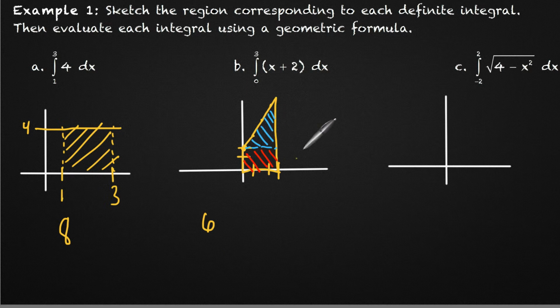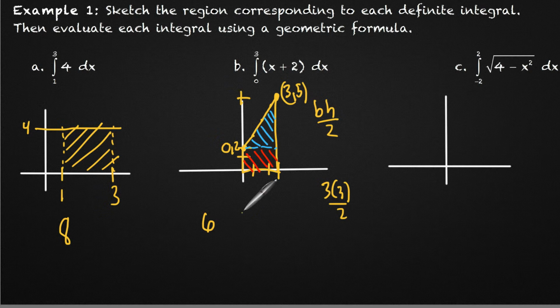And then the triangle is going to be, well, let's remember, base times height divided by 2. So you have to remember here that this point is going to be the point (3, 5). And you get that if you plug in 3 into the function. This point is (0, 2). So the height of this triangle is going to be 3 because it goes from 5 to 2. The base is just going to be 3 as well, over 2. So 9 over 2 is 4.5, so we end up getting 10.5.